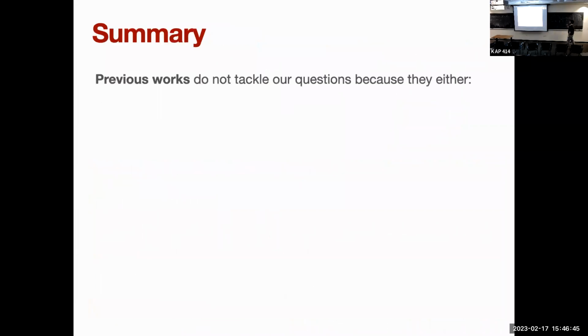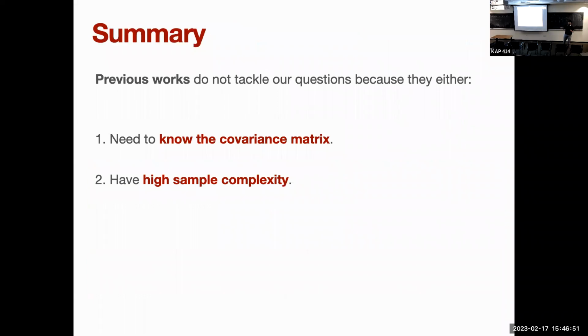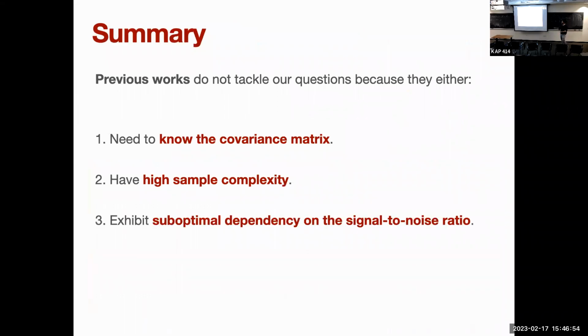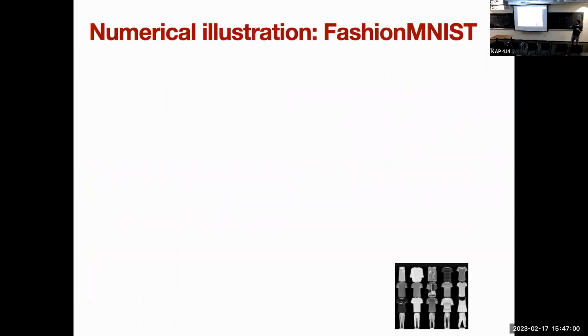So just to summarize all the previous work: they either assume that you know the covariance, have higher sample complexity, or have suboptimal dependency on the right signal-to-noise ratio. So you might be thinking this is just a byproduct of their analysis, and maybe their algorithms work, but when you try to run them in practice, they actually struggle a lot. Let me give you an example.